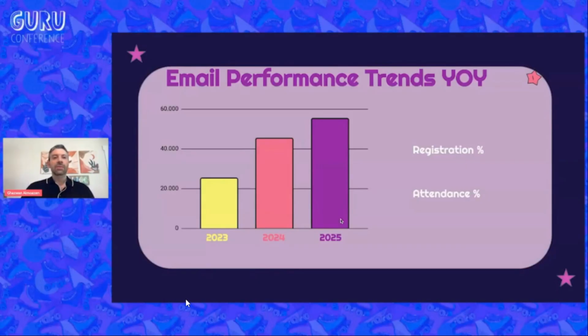Now, something I always do is look at the email performance trends year over year, not only in terms of registration, but also attendance. How did that shape up in 2023, for example, 2024, and now 2025? Where have I seen the shifts in the open rate, in the click rate, in the conversions of the emails and the click maps? What are people interested in more?